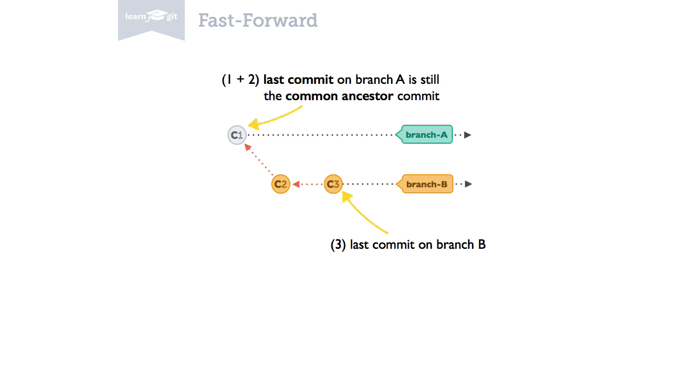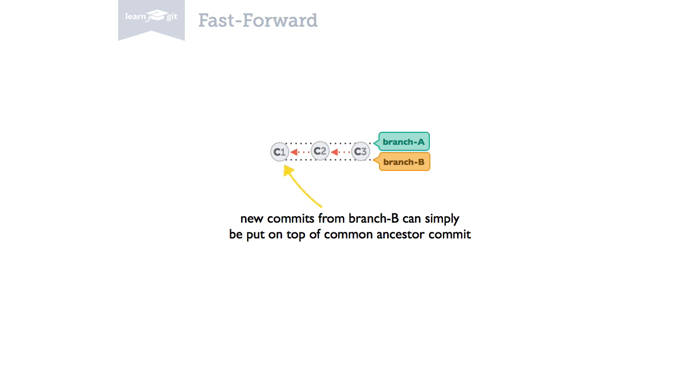In very simple cases, one of the two branches doesn't have any new commits since the branching happened. Its latest commit is still the common ancestor. In this case, performing the integration is really simple. Git can just add all the commits of the other branch on top of the common ancestor commit. In Git, this simplest form of integration is called a fast-forward merge. Both branches then share the exact same history.